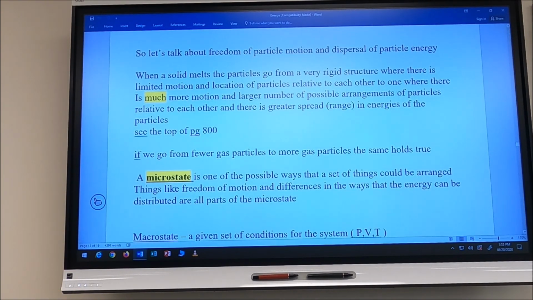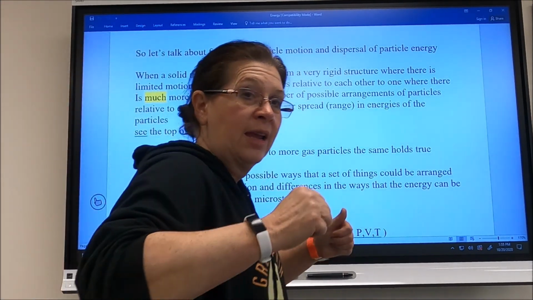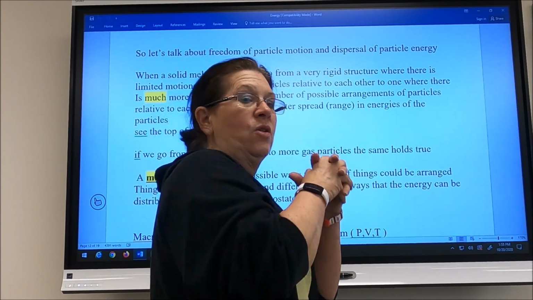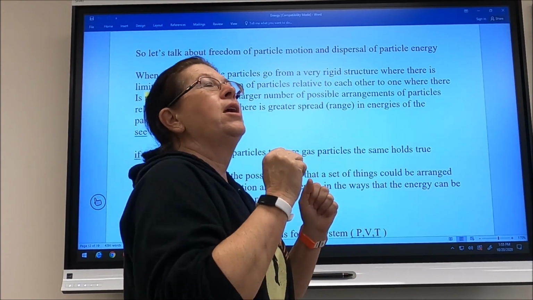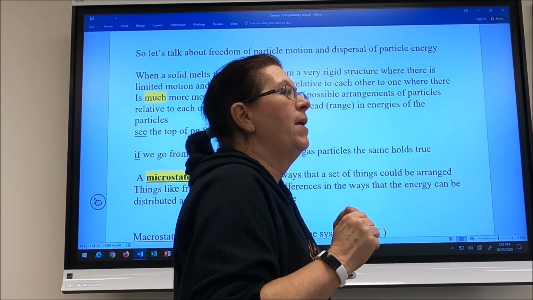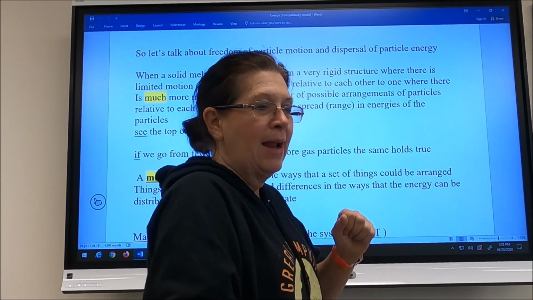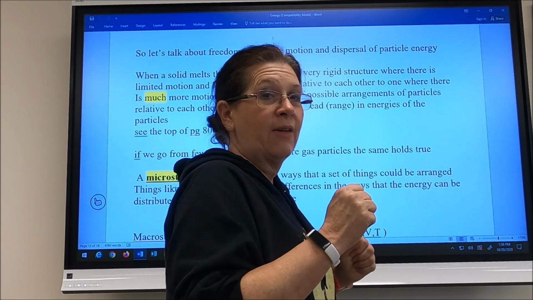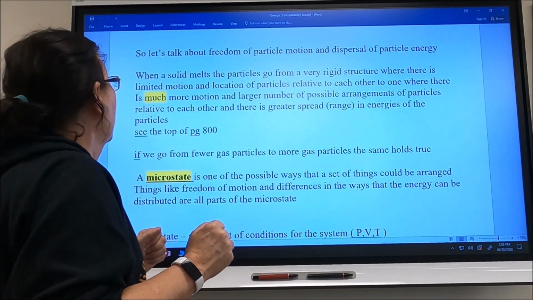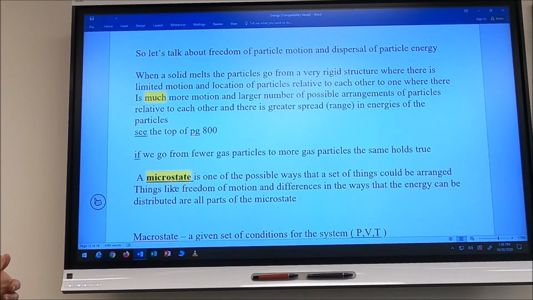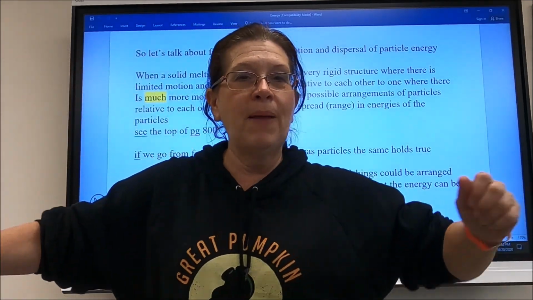So let's talk about freedom of particle motion and dispersal of energy. When a solid melts, the particles go from a very rigid structure where everything is stuck in position, and all the particles can do is vibrate a little bit. I'm here, I can move a little bit. Get out of my way. Bump left, bump right. Oop, I don't have much room to move. They're definitely not social distancing. So there's not much movement. And as we go from the solid to the liquid phase, the particles can now glide past each other.